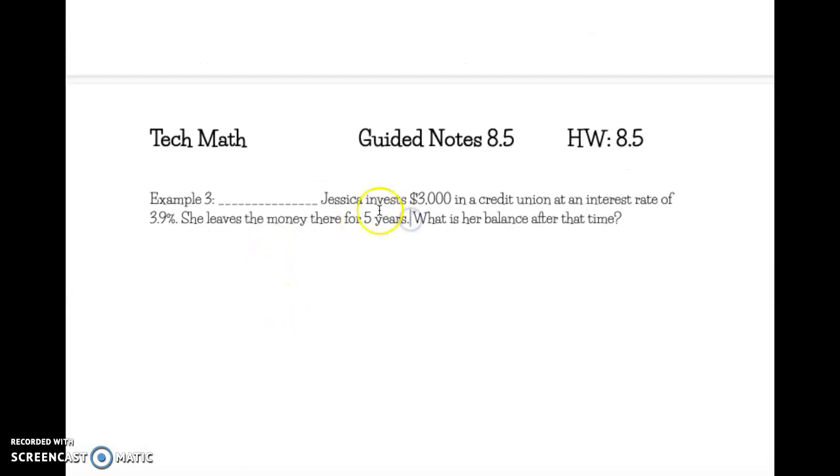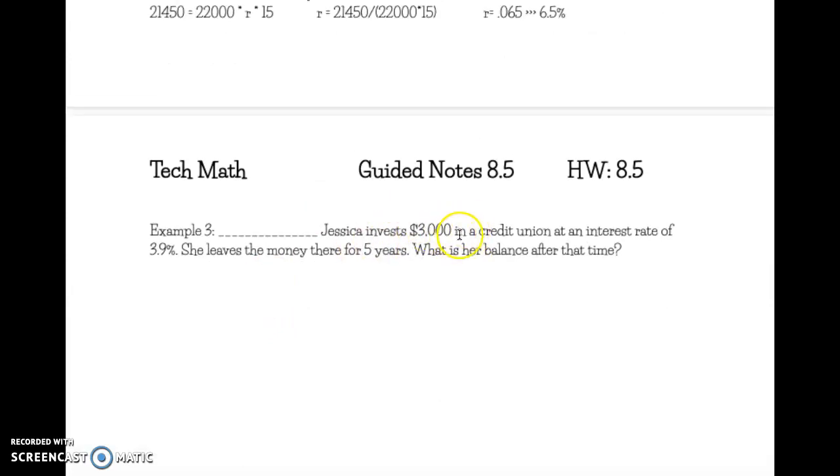All right, last example. Jessica invests $3,000 in a credit union. That is her principal amount at an interest rate of 3.9%. She leaves the money for 5 years. What is her balance? AKA, what is her interest plus principal? Notice, balance is not asking for interest. Balance does not equal interest. It equals how much is in the bank.